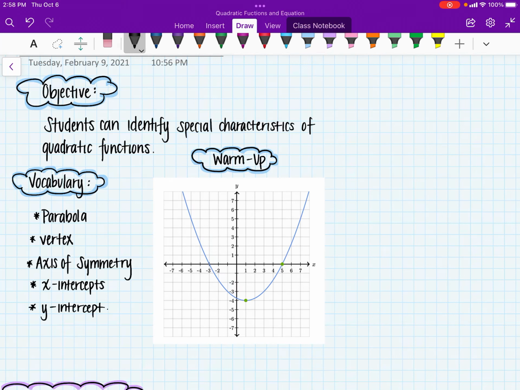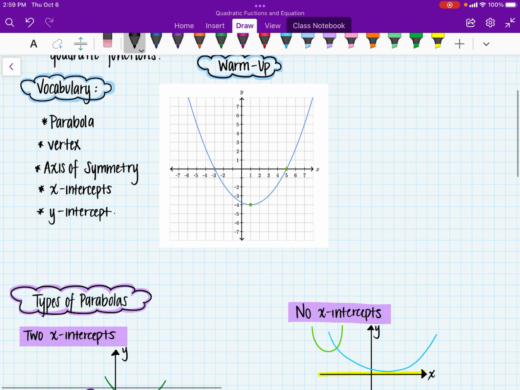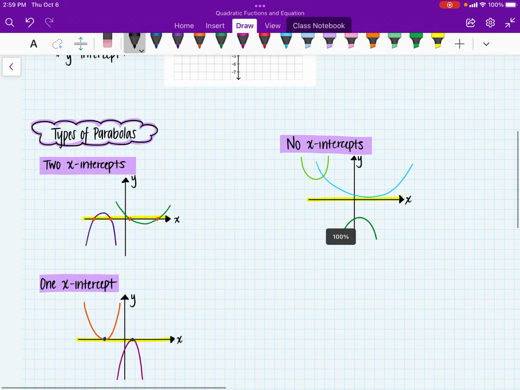Alright, you guys, we're going to go ahead and continue with the second part of our lesson 3.1. And in this case, guys, once again, we're still focused on identifying specific characteristics of quadratic functions. So let's actually get started with the types of parabolas.